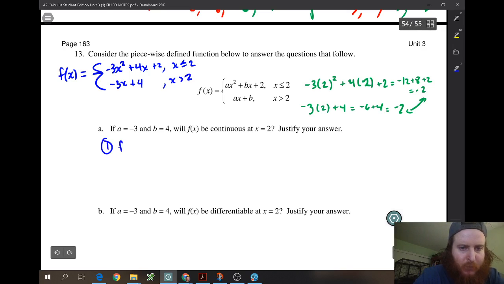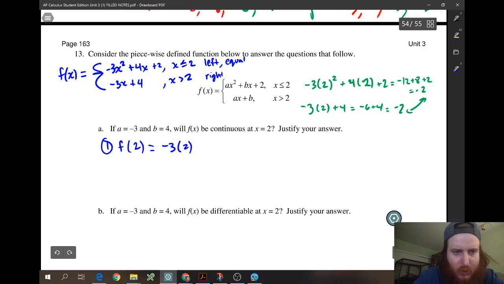So our first rule is f of 2. Now, the top side is less than, so that's going to be our left side. And it's less than or equal to, it's going to also be our equal side. The bottom side is greater, that's going to be our right side. So for f of 2, we're going to be using the top side. So negative 3 times 2 squared plus 4 times 2 plus 2. You can do all your work out, but we already did it and we knew that the answer is negative 2.